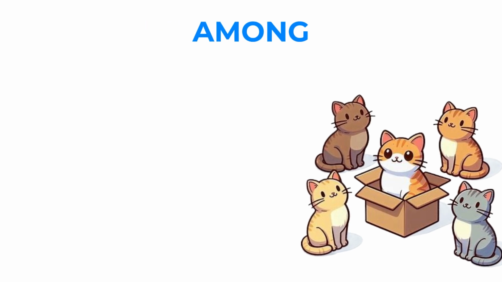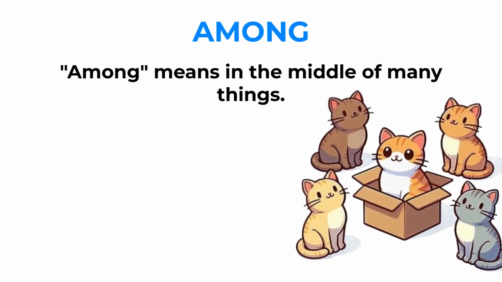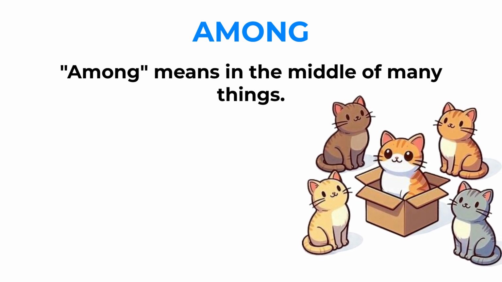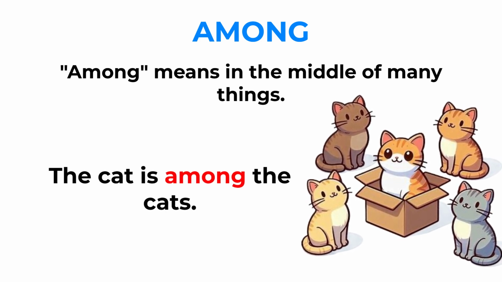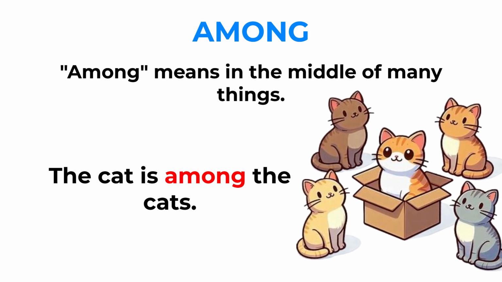Among. Among means in the middle of many things. Now many cats surround the brown cat. Example sentence. The cat is among the cats.